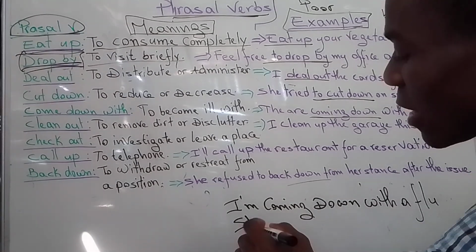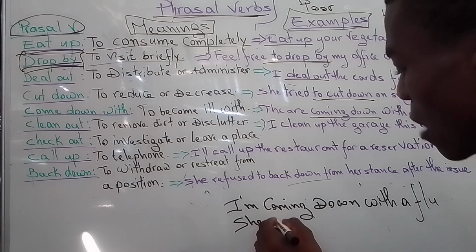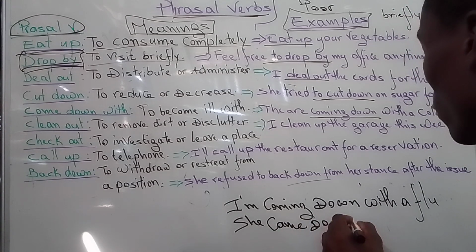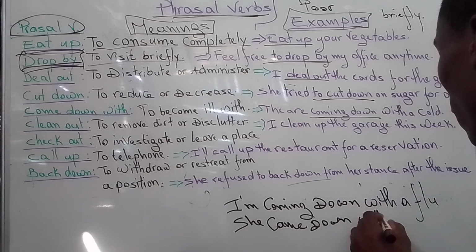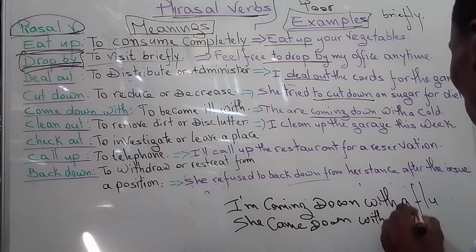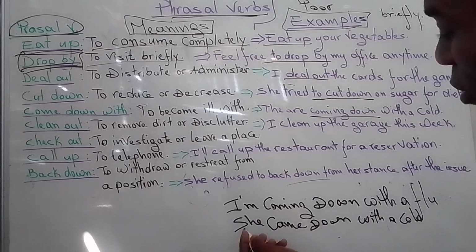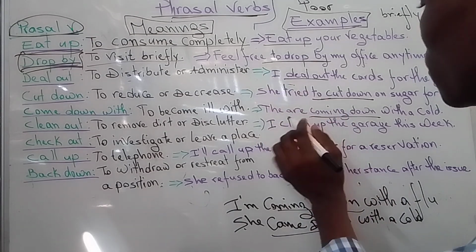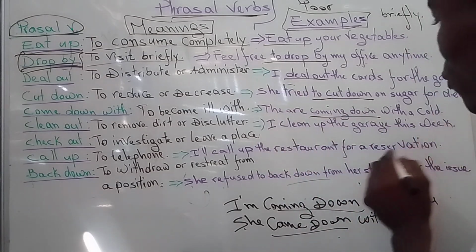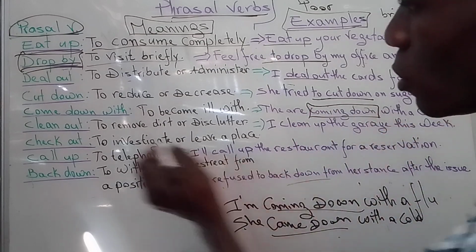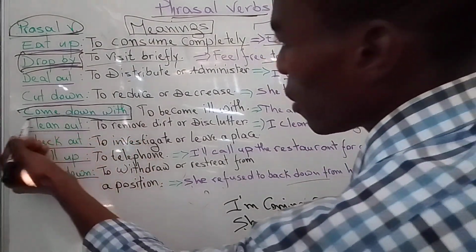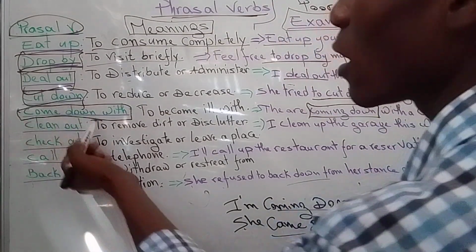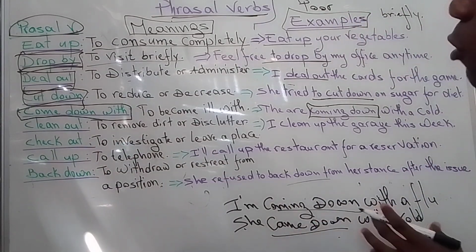All right. So the third example is she came down with a cold. Do you see it here? She came down with a cold. They are coming down with a cold. Come down with, this is the phrasal verb. We have deal out, cut down, come down with.